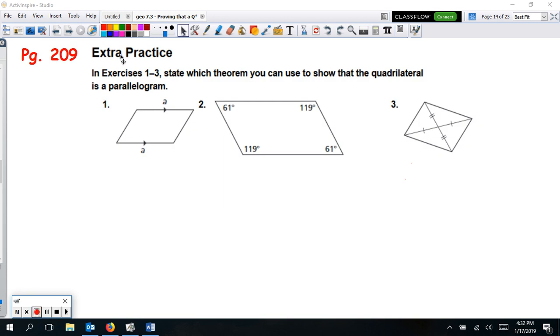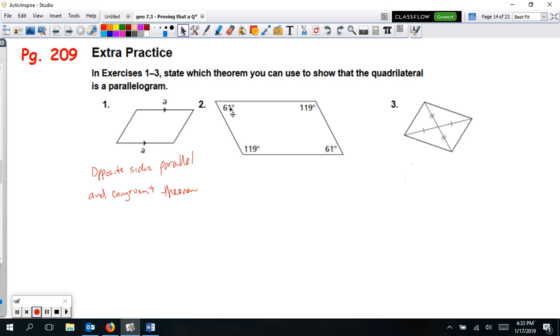Okay, so on page 209, starting with our extra practice, it says state which theorem you can use to show that the quadrilateral is a parallelogram. So number one, showing these two sides here are both parallel and the exact same length. So that means that they would be congruent to each other. And so we would say that same one we just saw a second ago, that's the opposite sides parallel and congruent theorem. So that's number one.